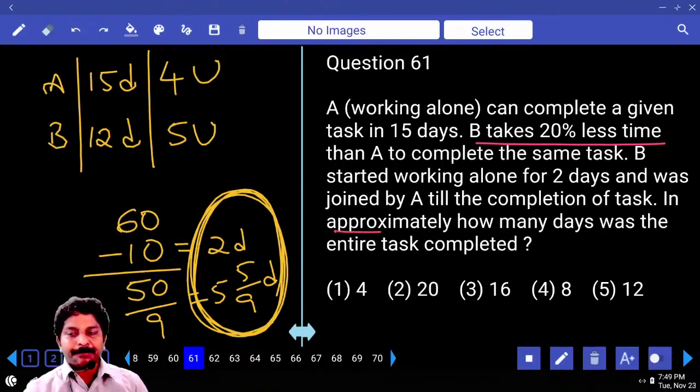You are asked to calculate approximate time. If it is exact, 7 5/9, final. Over.